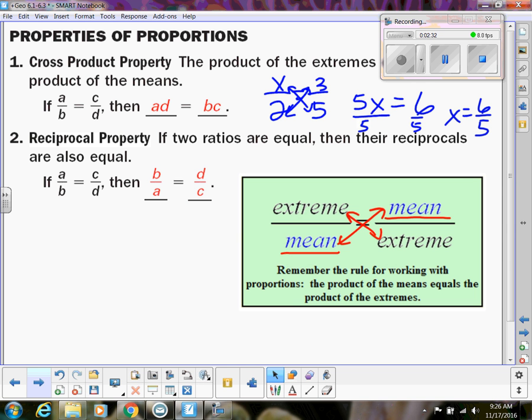Okay. So the reciprocal property: if two ratios are equal, then the reciprocals are also equal. Remember, reciprocals mean I'm just going to flip that fraction around, so my denominator becomes my numerator and vice versa. So that's what that looks like flipped. So when I flip that around, I get this proportion, and that is still going to be true. Notice that these are working with proportions, so these are equations that are true.